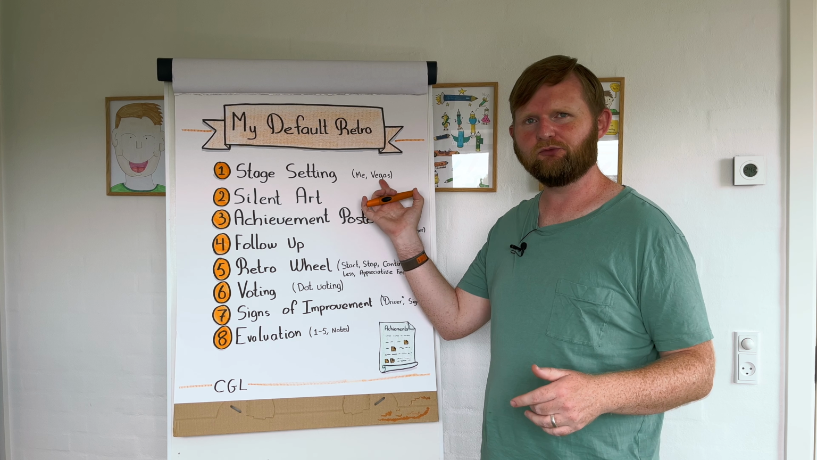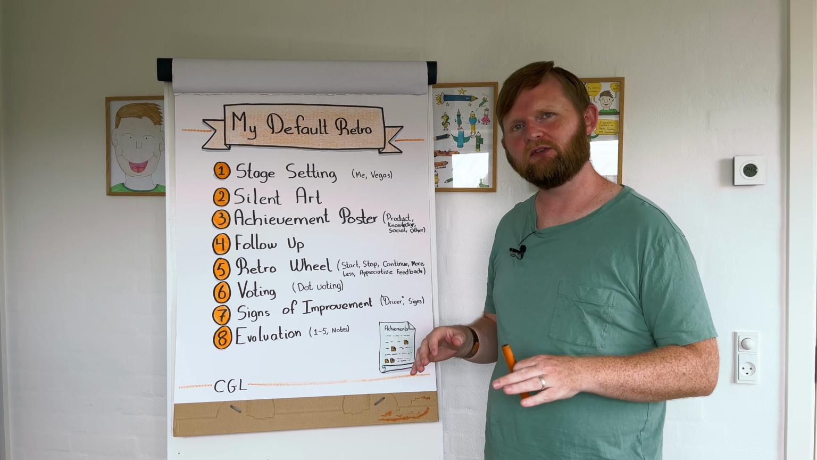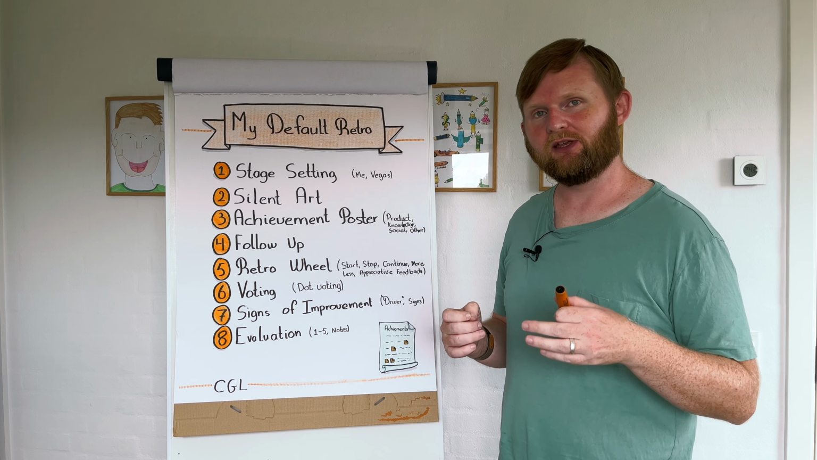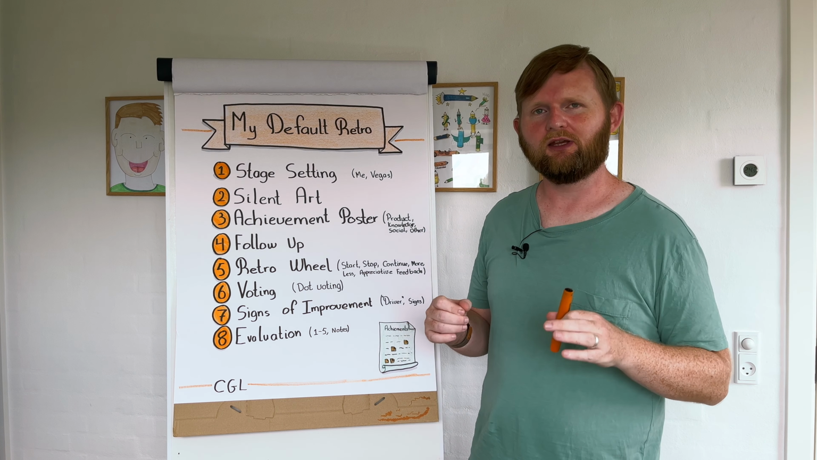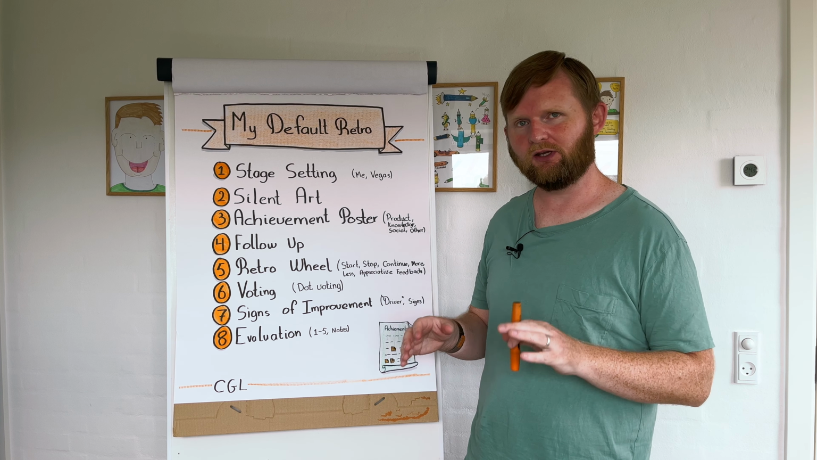Then I use the Vegas rule. So what happens in this retrospective stays in this retrospective unless we agree otherwise. And that's really important to say that out loud and just don't take it for granted. Say it out loud. That what happens in this retro stays in this retro.